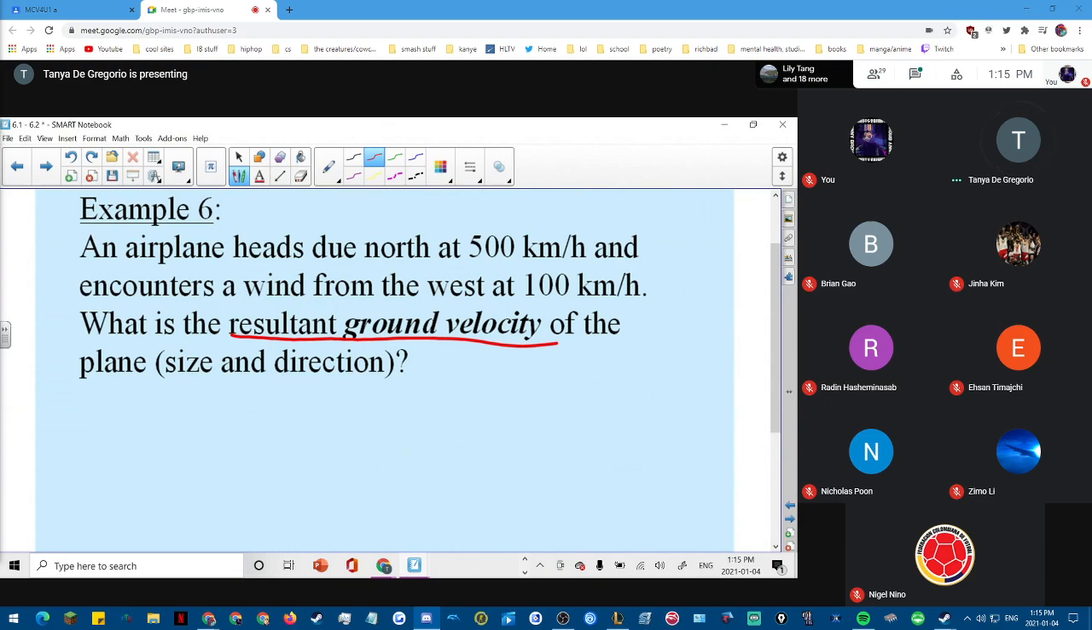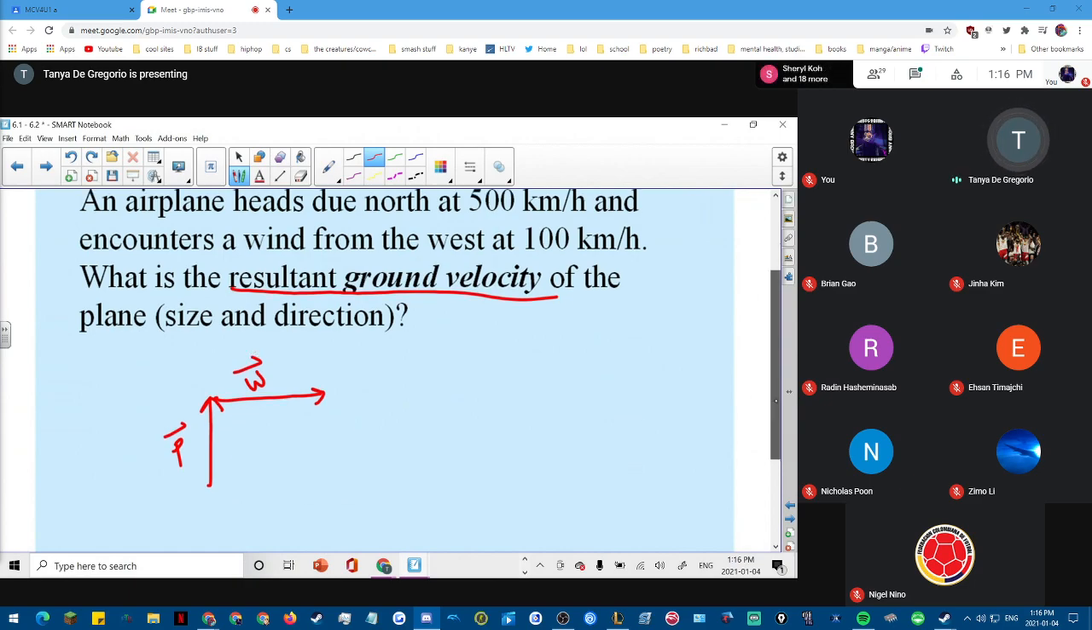So it says an airplane heads due north. Simple enough. Airplane is heading north. We'll use a P because it's a plane. And then we have a wind from the west. If the wind is coming from the west, that means it's actually traveling east. And this is where students get confused. So your drawing should look like this. It should not be pointing towards the west. It should be pointing towards east. Okay, and that's the only trick to this question.